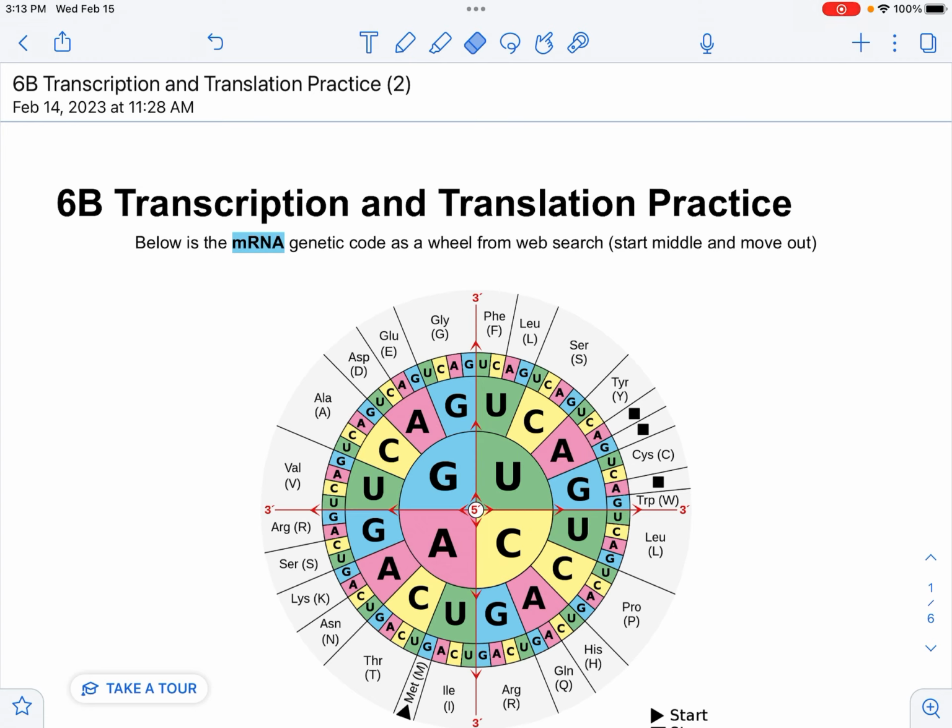Not everyone might remember what the M stands for there. That stands for messenger. Messenger RNA. We are going to have different RNAs that we're going to learn about, like transfer RNA and ribosomal RNA.